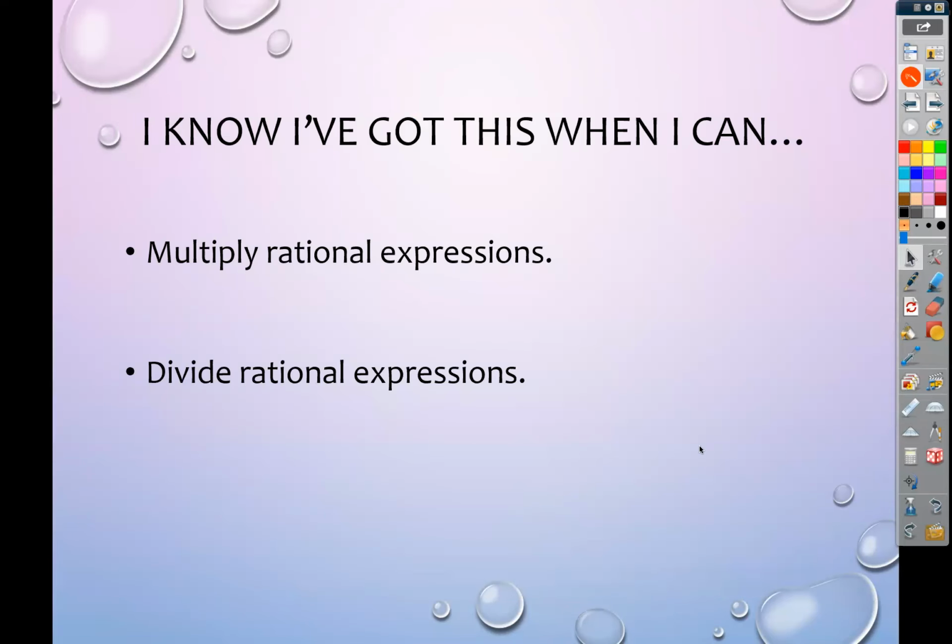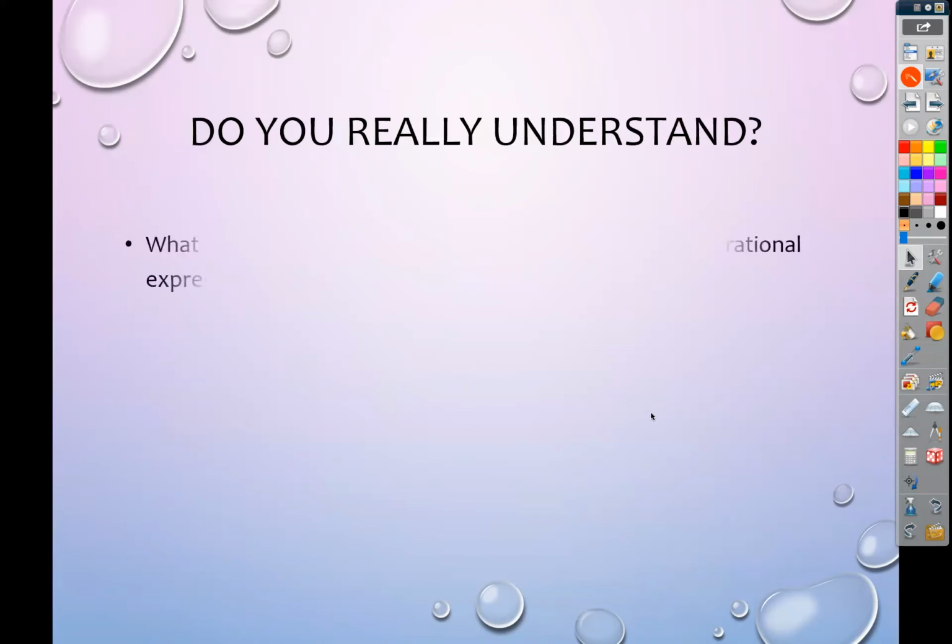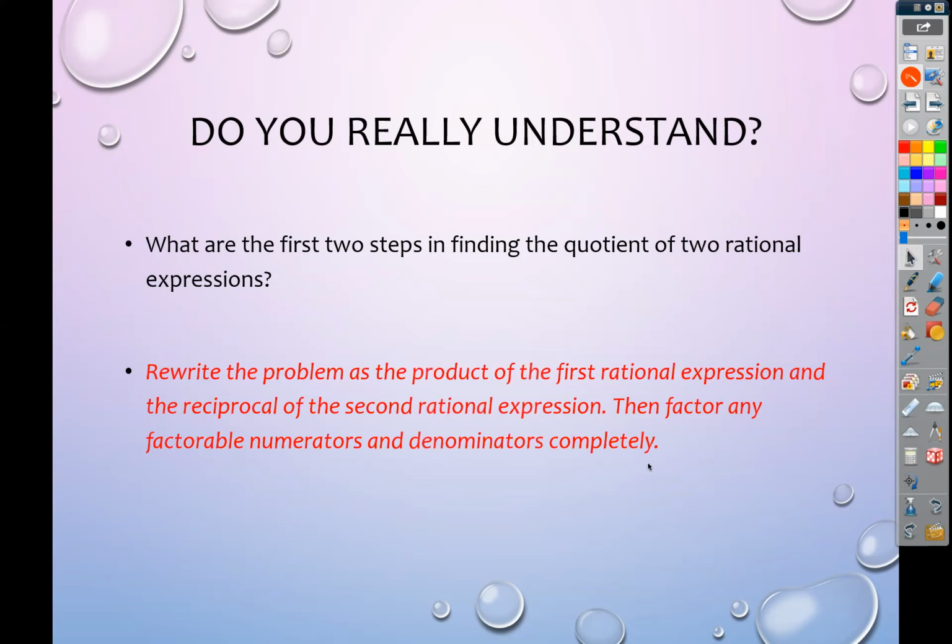Okay, so I know I've got this when I can multiply rational expressions and divide rational expressions. Do you really understand? So what are the first 2 steps in finding the quotient of 2 rational expressions? What are the first 2 steps in dividing, basically? Rewrite the problem as a product of the first rational expression and the reciprocal of the second rational expression. So keep, change, flip. Then factor any factorable numerators and denominators completely. Those are the first 2 steps.